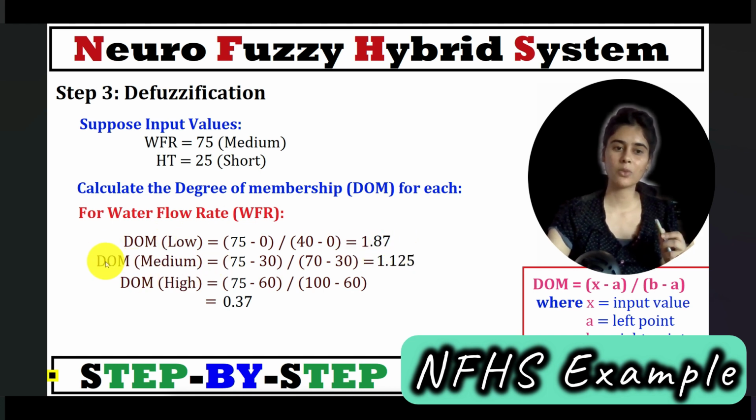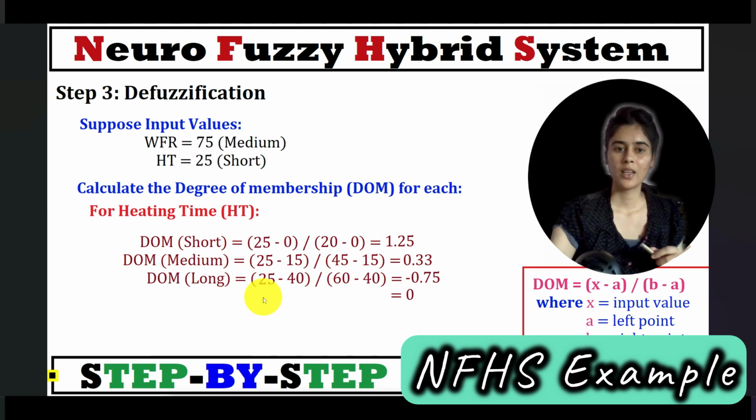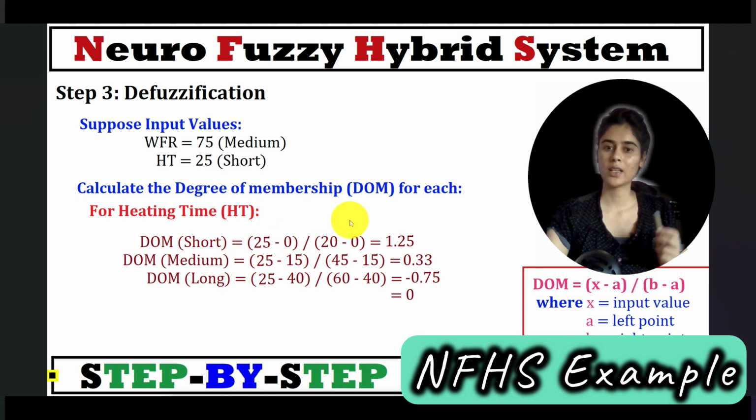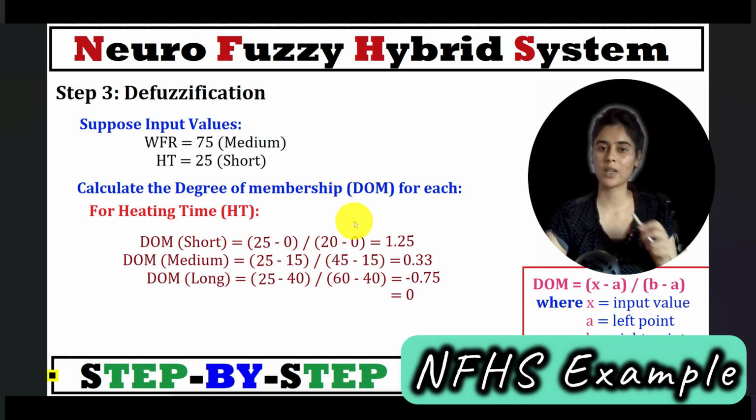Next we have degree of membership for medium. Again put the value of x, that is 75, minus lower bound, divided by upper bound minus lower bound, like that for the high. Now we will calculate degree of membership for the heating time. Again we will use this method, but this time the value for x is 25, as we considered the value for heating time. So we will put the value for x as 25, minus lower bound, then divide by upper bound minus lower bound.